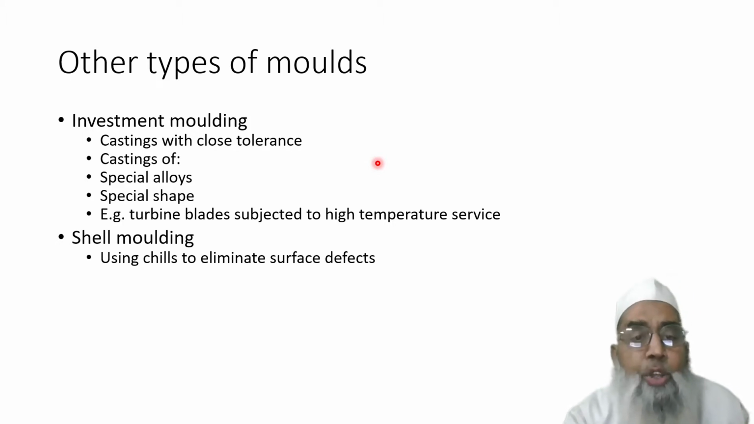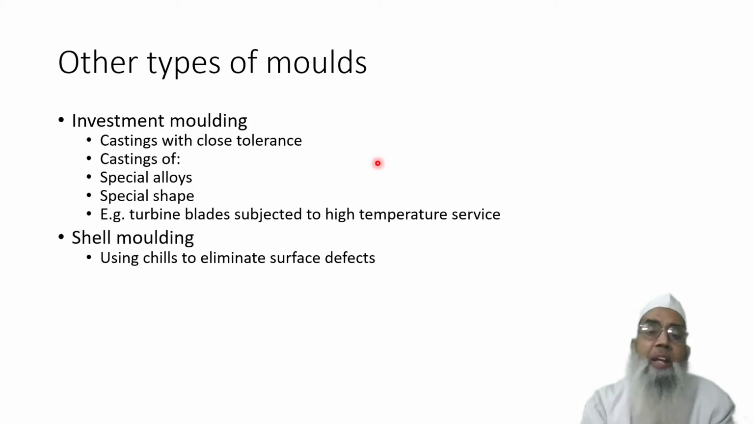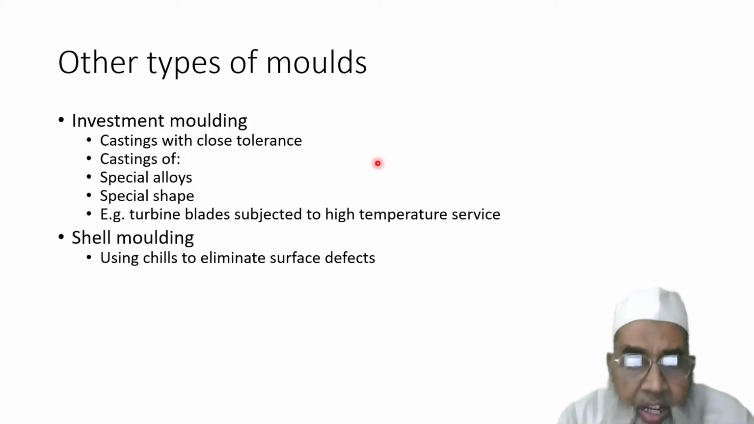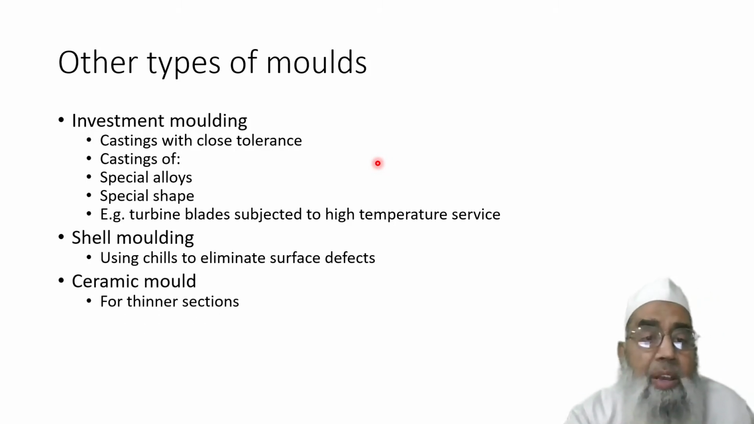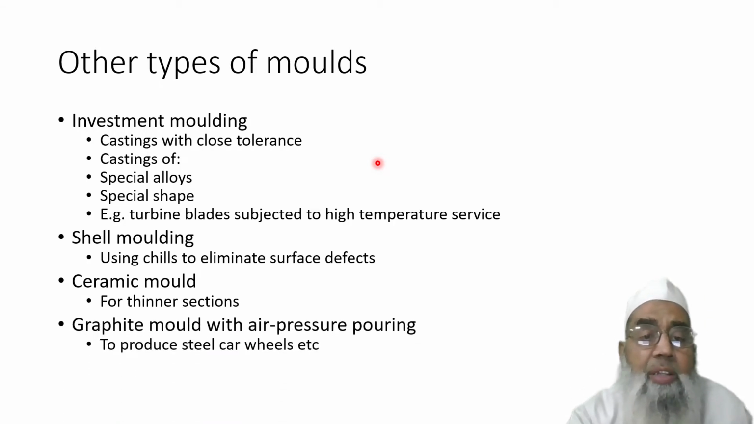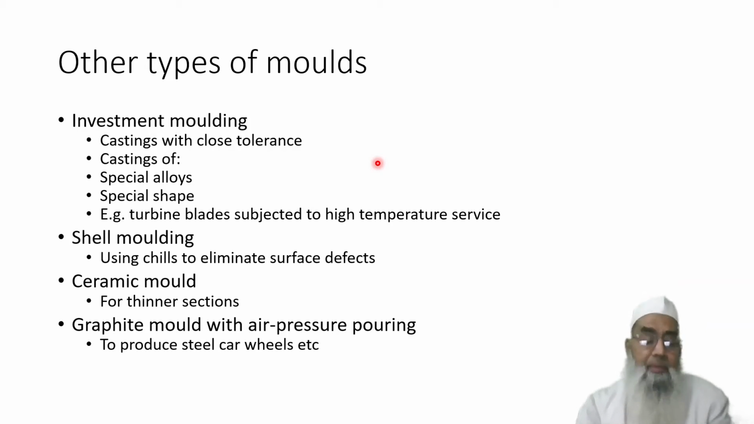Now, shell molding can also be adopted. In shell molding, where there are thin surfaces, we can use chills so that defects like hot tear may not occur, and therefore using chills we can eliminate surface defects. Ceramic molds for thinner sections are also helpful, and therefore we can adopt ceramic molds. Now, graphite mold with air pressure pouring is also a good alternative, like to produce steel car wheels.